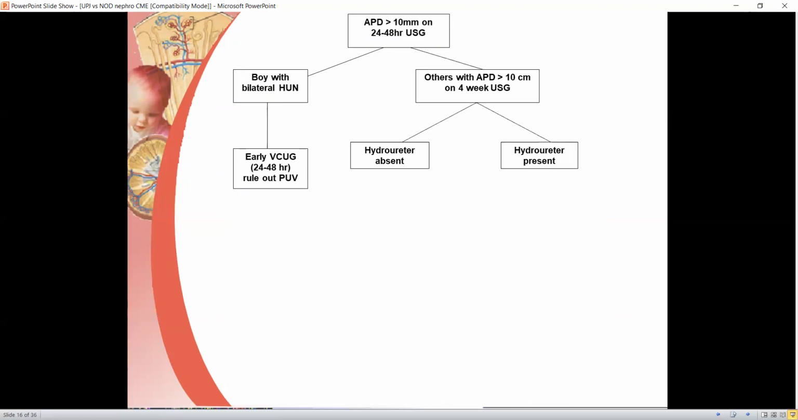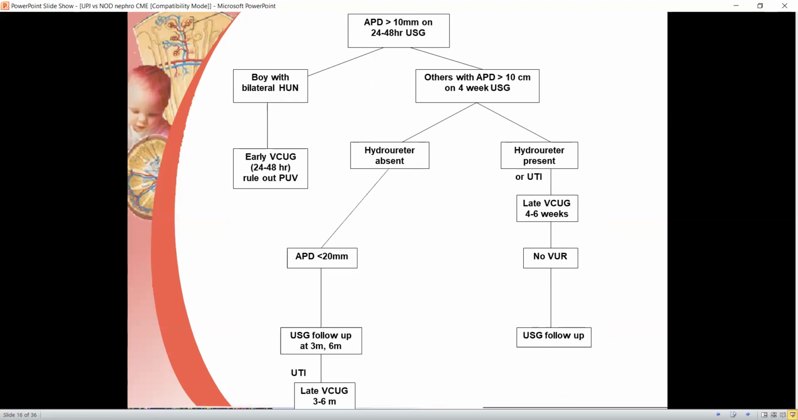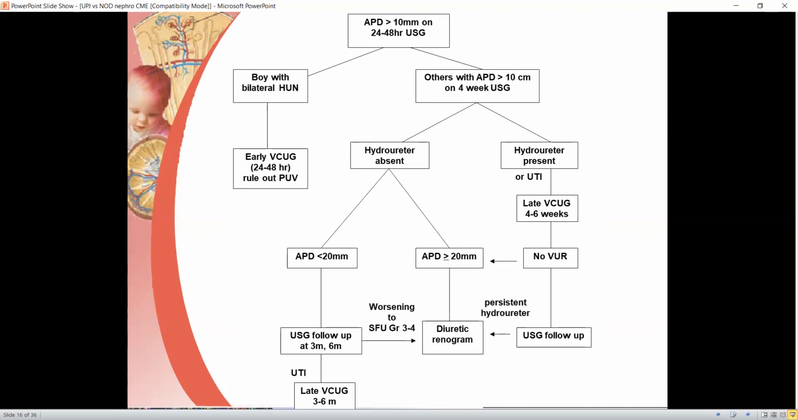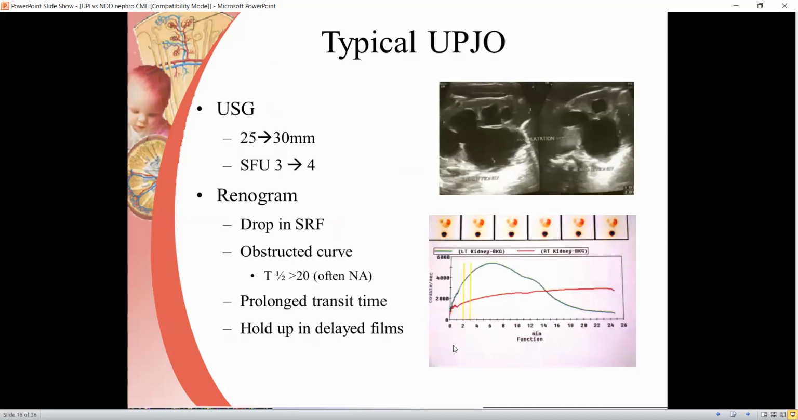So our current protocol is like this. When there is a boy with a bilateral hydronephrosis, obviously we will get an early VCUG to rule out a posterior valve. On the other hand, in those with more than 10 millimeter hydronephrosis, if the hydroureter is present, we'll go for VCUG. But if the hydroureter is absent, then if the APD is less than 20, we do simple ultrasound follow-up. If the APD is more than 20 millimeter, we go for diuretic renogram. But here again, when there is a calyceal dilatation or cortical thinning in a 15 to 20 millimeter hydronephrosis, then one may go for a diuretic renogram.